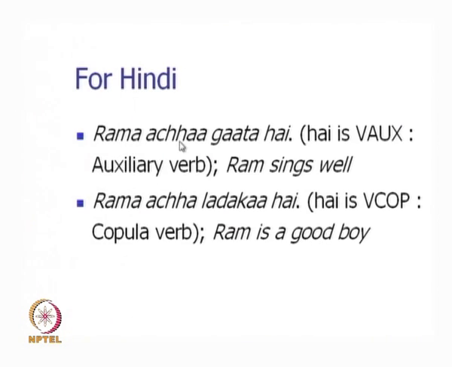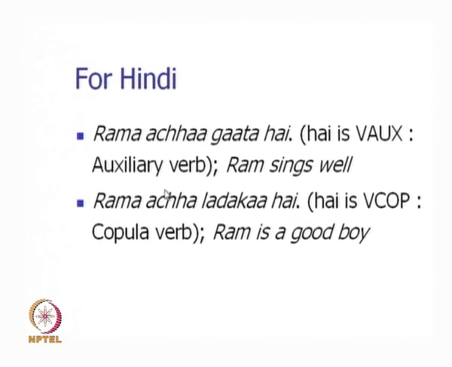So, here you can see that the only word which is different between the two sentences is gata and ladka. Acha gata hai, gata is a verb. So, acha is an adverb qualifying this verb. Acha ladka, ladka is a noun. So, acha here is an adjective for the noun. So, Ram acha gata hai, Ram acha ladka hai, first acha adverb, second acha adjective.